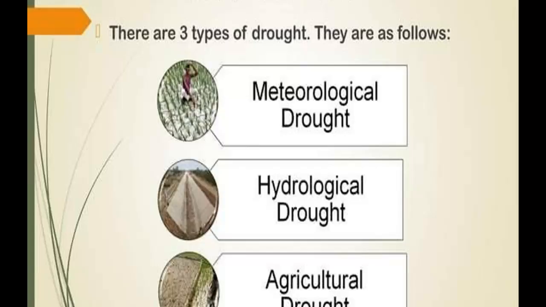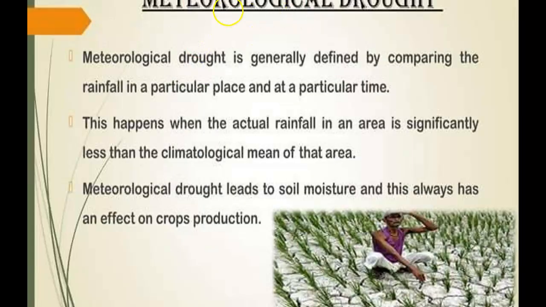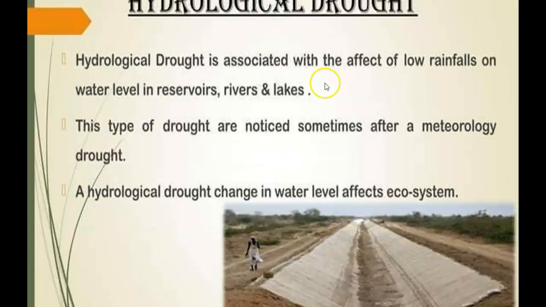As I have told, drought has severe effects, and what kinds of droughts are there? So there are three main types of drought: meteorological drought, hydrological drought, and agricultural drought. Meteorological drought is generally defined by comparing the rainfall in a particular place at a particular time. This happens when the actual rainfall in an area is significantly less than the climatological mean of that area.